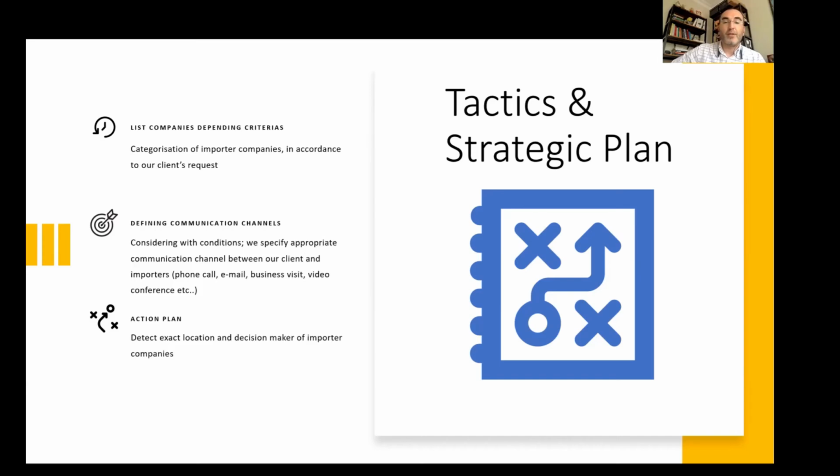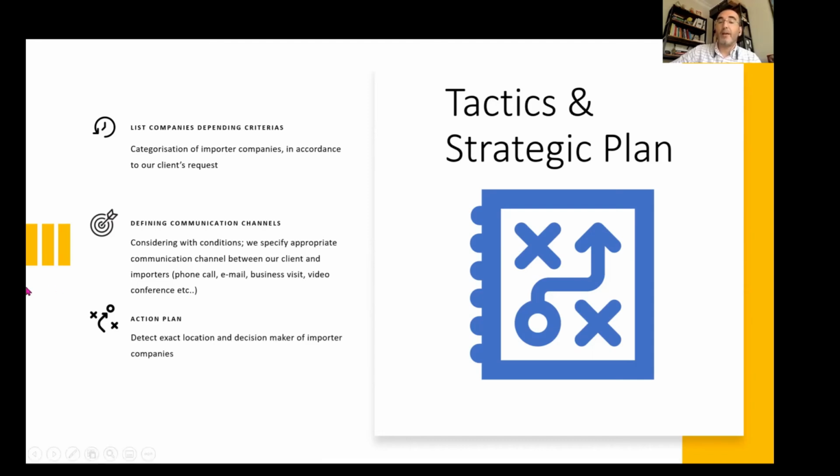For some sectors, sending a basic sample product can be enough, but for some other sectors, you need to go on a business visit. For some sectors, a simple email campaign can work, but for others, you have to call all of them separately and maybe ask them for a business visit or a video conference. So in accordance with product type, we are advising our customers on which communication channels will be beneficial for starting their business.